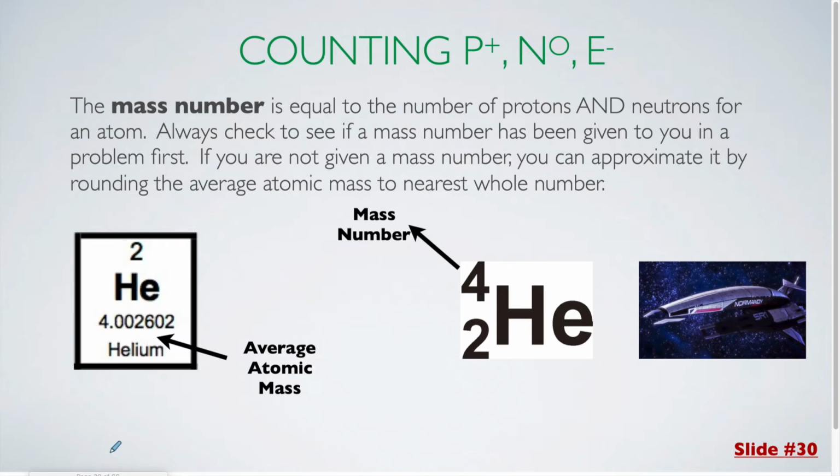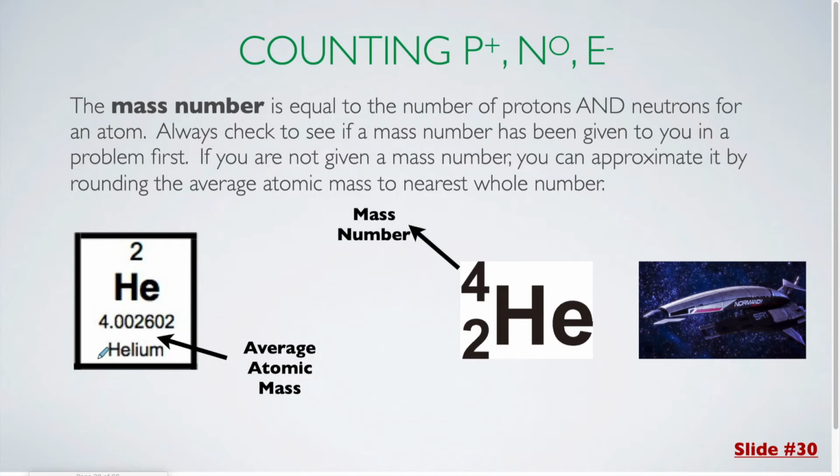So for example, if I wanted to know what the mass number of helium was, and I wasn't given any other information except for the fact that it was helium, I could look at this symbol on the periodic table and take this average mass and I would round it to 4, since that's the nearest whole number. And I could say, okay, there is a total mass of 4, which is the protons and neutrons together.